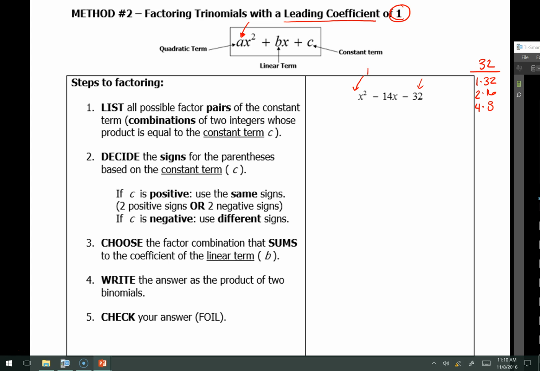4 times 8. So now after we have our list of possibilities, we need to decide on a sign based on the sign of the c value that we just used to list these out.